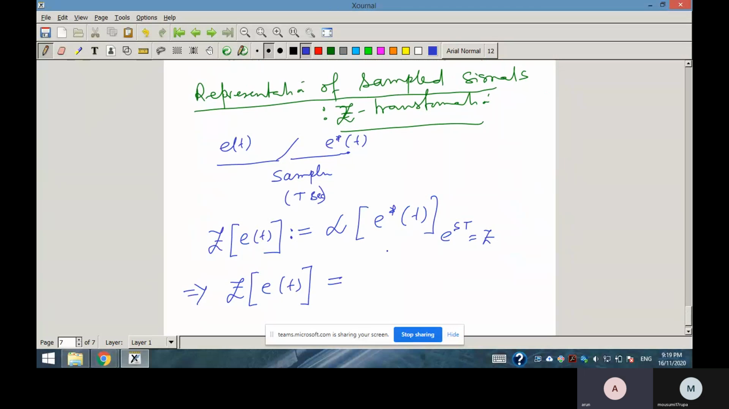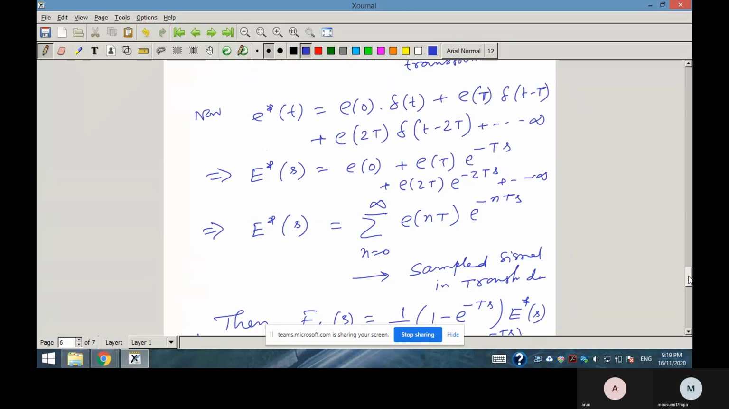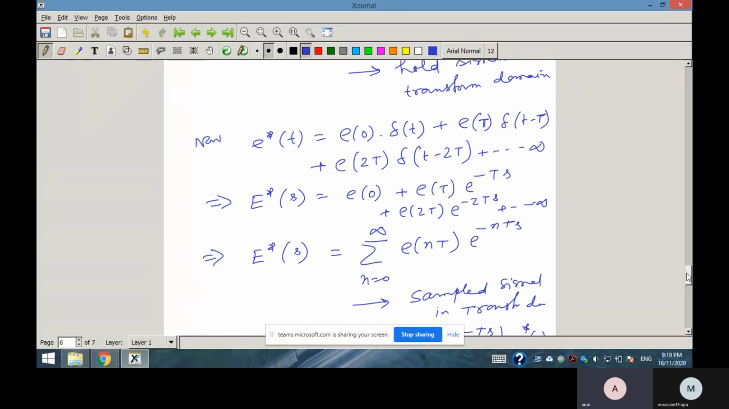What is E star t? E star t is the Laplace transform of E star t. Now what is your E star t? E star t is now your discrete signal. E star t is this one: your E naught, E t into delta t.